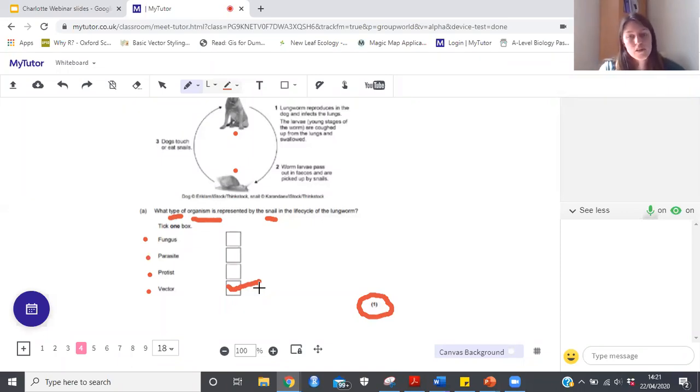A vector is an organism that carries a disease without getting it itself. So it passes it on to other things. It's how we also describe a mosquito when we're talking about malaria. They carry the disease between people, but they don't catch it themselves. Vector.